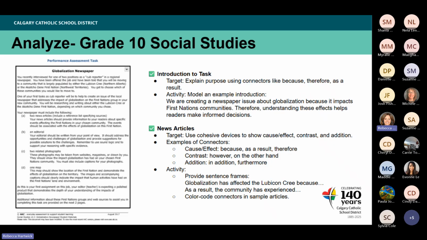Next, you'll move on to the news articles. So use cohesive devices to show cause and effect, contrast, and addition. So examples, you could give them as well. Like we have that reference poster. Students could have that at their desk. And then you could also provide sentence frames. Globalization has affected the Lubicon Cree because ... As a result, the community has experienced ... So again, just modeling how we want students to speak and how we want them to connect their ideas.